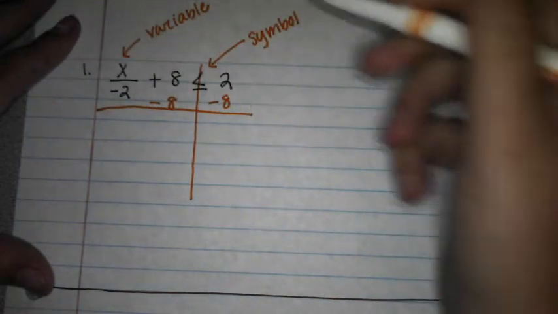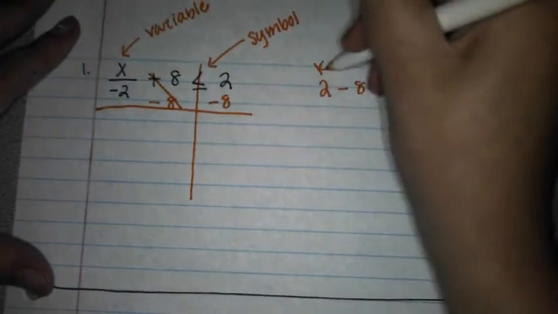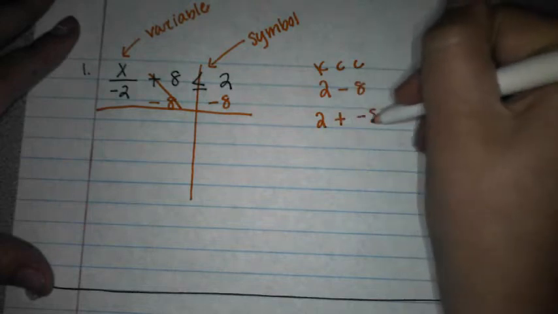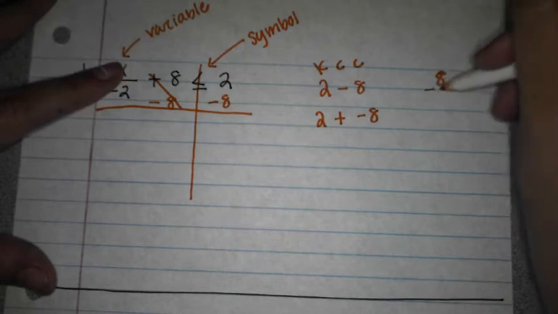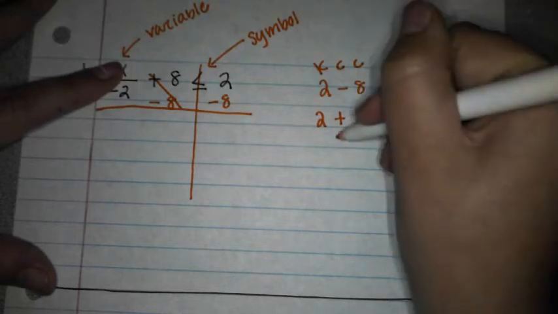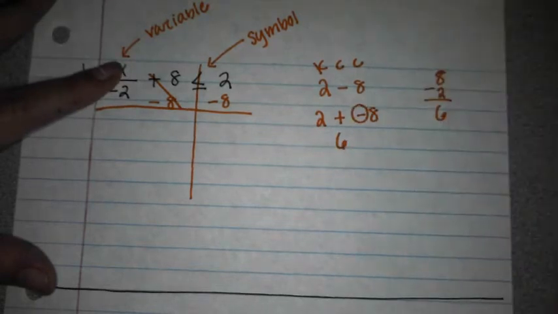I'm going to subtract 8 to both sides. Now that cancels out, so I'm going to do 2 minus 8 over here. Keep, change, 2 plus -8. My signs are different, so that means I'm going to subtract 8 minus 2. That gets me 6. Keep the sign of the bigger number, which is 8, so it's -6. Bring down my symbol, and now I have x over -2.